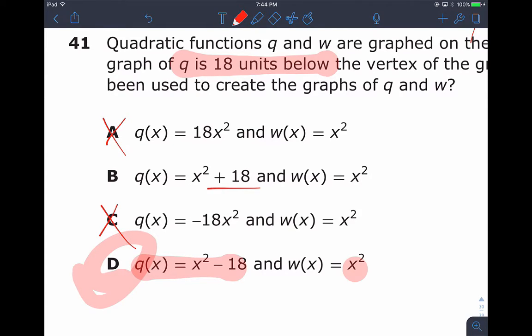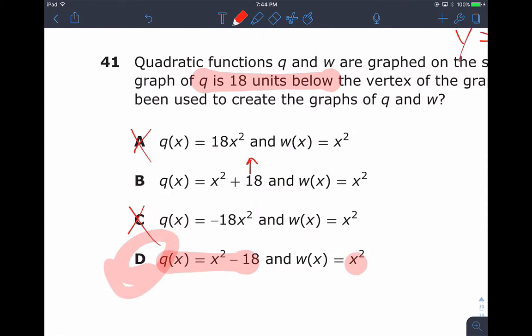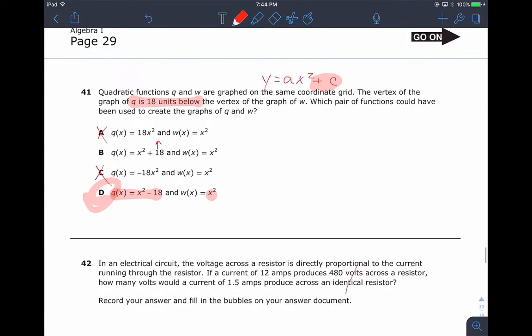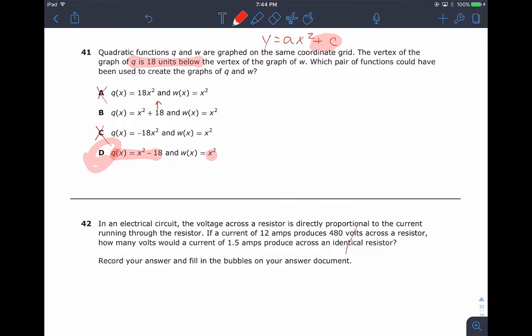The other one, Q of x equals x squared plus 18. That's 18 units above. So I guess they're kind of making sure you're paying attention to the little details in the words. So be careful on that.